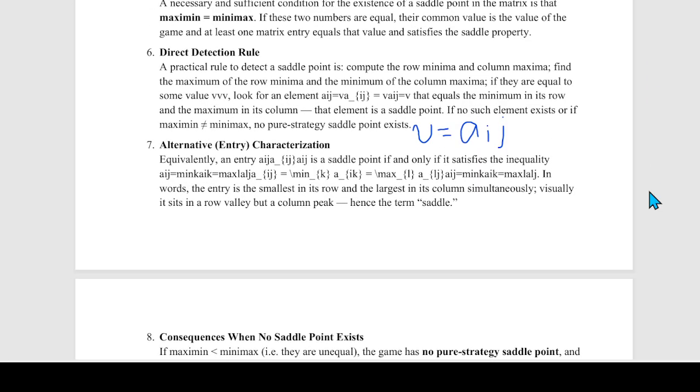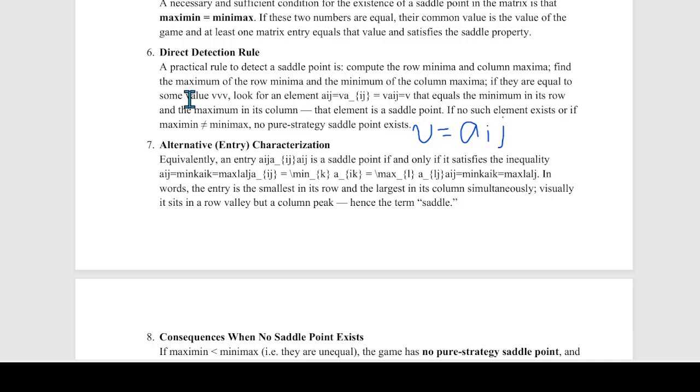Okay, now there's this thing called the direct detection rule where we can find it pretty easily. First, we are going to find the row minima, which is choosing the largest value. Then we find the column maxima, which is choosing the smallest value. If both numbers are equal, then a saddle point exists. Alright, now that exact matrix entry, the saddle point, must be the smallest in its row and the largest in its column. If they don't match, that means no saddle point exists.